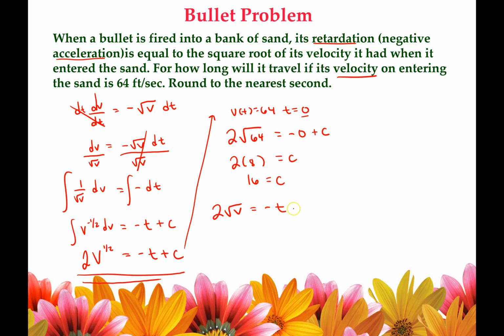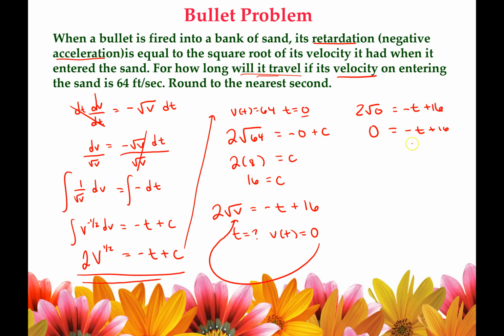So my equation coming from here is 2 square root of v equals negative t plus 16. All right, next thing we want to do is find out how long it travels. So we want to know what t is equal to when our velocity is equal to 0. So I put my 0 in here, and I get 2 square root of 0 equals negative t plus 16. This becomes 0 equals negative t plus 16. Add the t to the other side, we get t equals 16 seconds, and we are done.